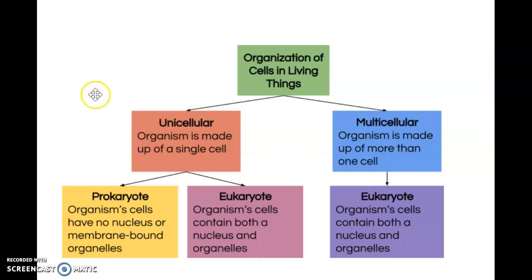So you have unicellular, which can be prokaryotic or eukaryotic. Then you have multicellular. Multicellular organisms are made up of more than one cell, such as humans or plants or animals. These multicellular organisms can only be eukaryotic types of cells, so these organism cells contain both a nucleus and organelles as well. So multicellular, only eukaryotic. Unicellular can be both prokaryotic or eukaryotic.